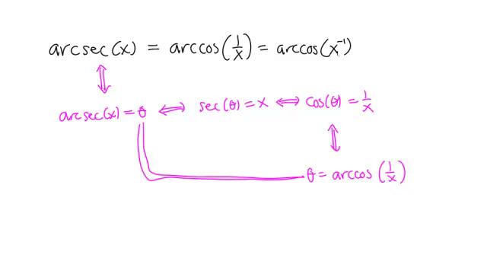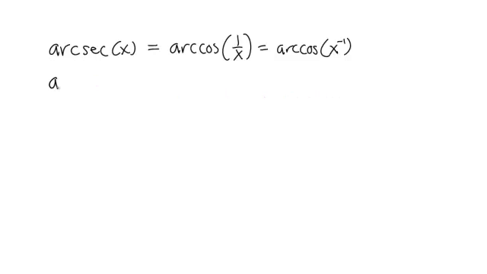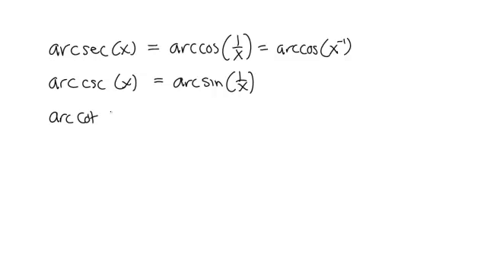Well, what about the remaining ones? What about the arccosecant of x? Well, cosecant is the reciprocal of sine, and so we would be looking at the arcsine of the reciprocal of x. And similarly, the arccotangent of some angle x is going to be the arctangent of 1 over x. So we don't actually need to understand arcsecant, arccosecant, and arccotangent as independent functions. We can simply convert them into the 3 basic inverse trig functions.